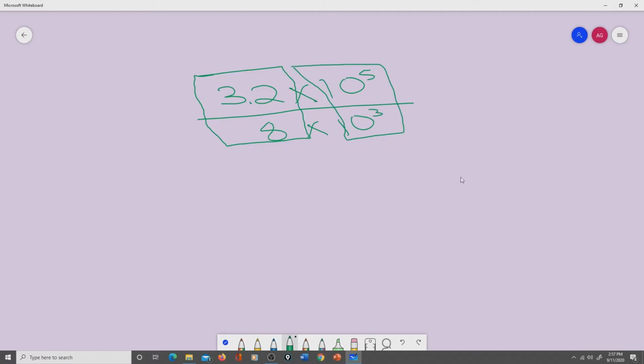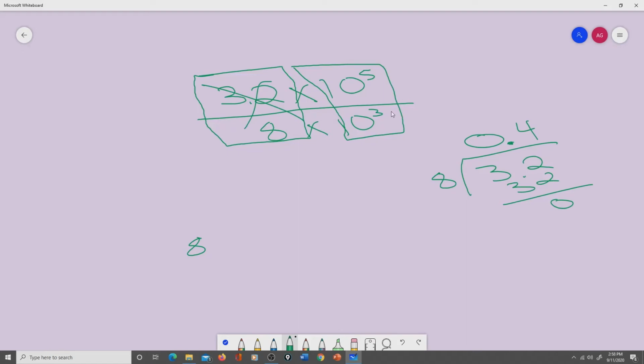So the first thing I want to do is my 3.2 divided by 8. So I know 8 doesn't go into 3, so I put in a 0, bring my decimal up, and I know that 8 goes into 32 4 times, so that gives me 32. I subtract, I get 0. So I know I'm going to have 8, because that's these, so those are done.